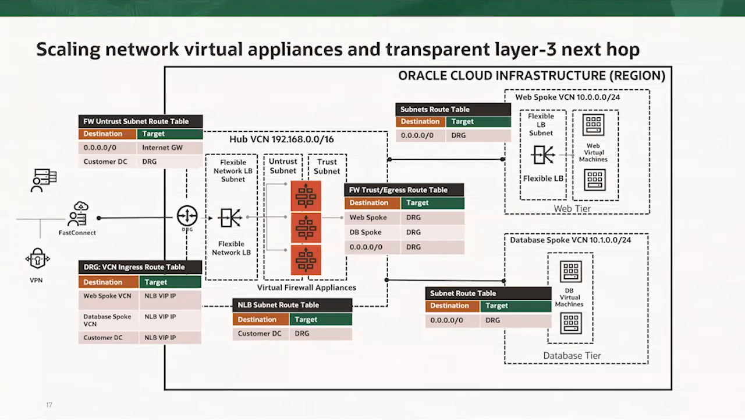In this specific mode, the NLB acts as a bump in the wire layer 3 transparent load balancer that does not modify the packet characteristics and preserves the original client IP header. This enables your firewall appliances to inspect the original header and apply security policies before they forward it to the backend servers or the actual application backends that's hosted behind the flexible load balancer in this web spoke we see in this example.